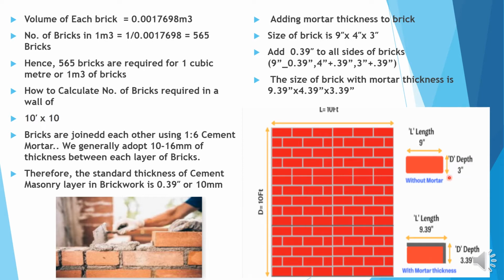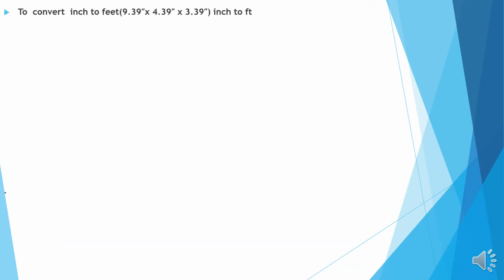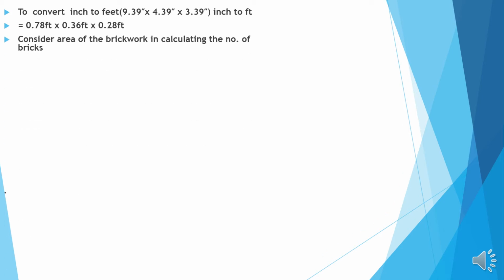This is a brickwork, that is 10 feet by 10 feet. See, without mortar, the brick is 9 inches long and 3 inches in depth. With mortar, it is 9.39 inches. To convert inches into feet, 3.39 inches. That is 0.78 feet by 0.36 feet by 0.28 feet.